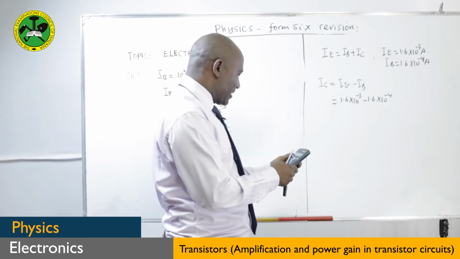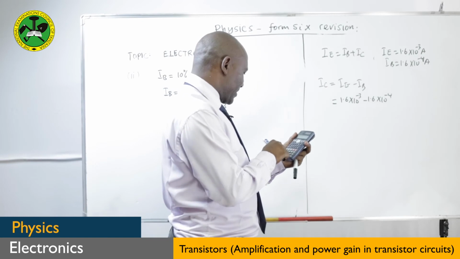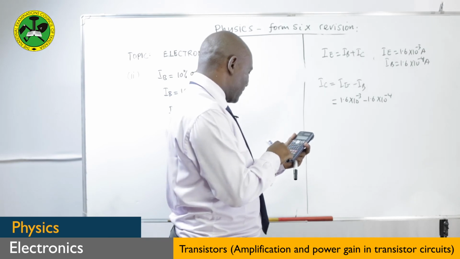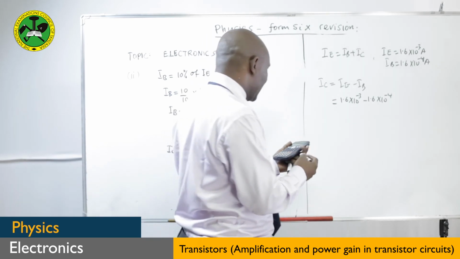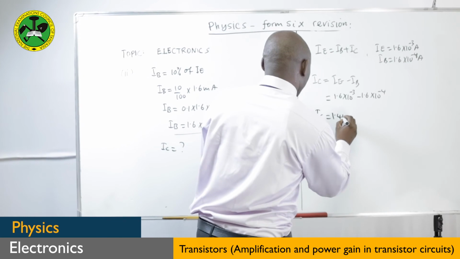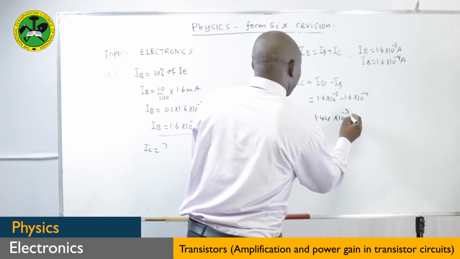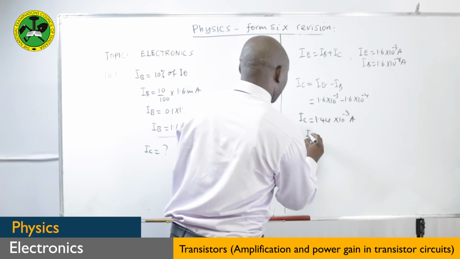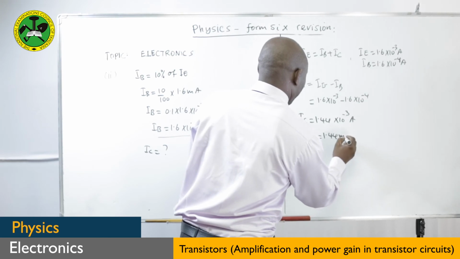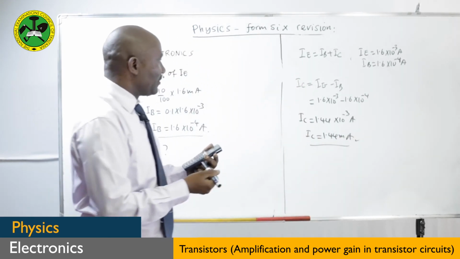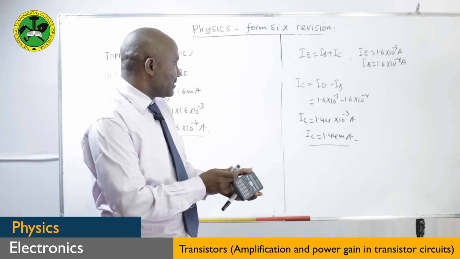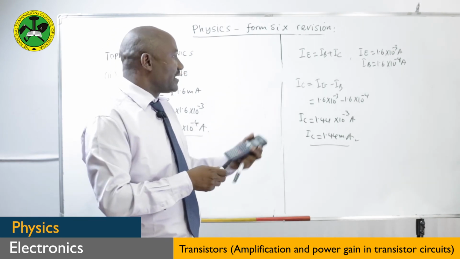For example, I'm using mine here: 1.6 e power -3 minus 1.6 e power -4 gives us 1.44. This equals 1.44 times 10 power -3 ampere, which is 1.44 milliampere. And you compare: this IC is 1.44 and the IB was 0.16. You find the ratio, and that is what we call the current gain.